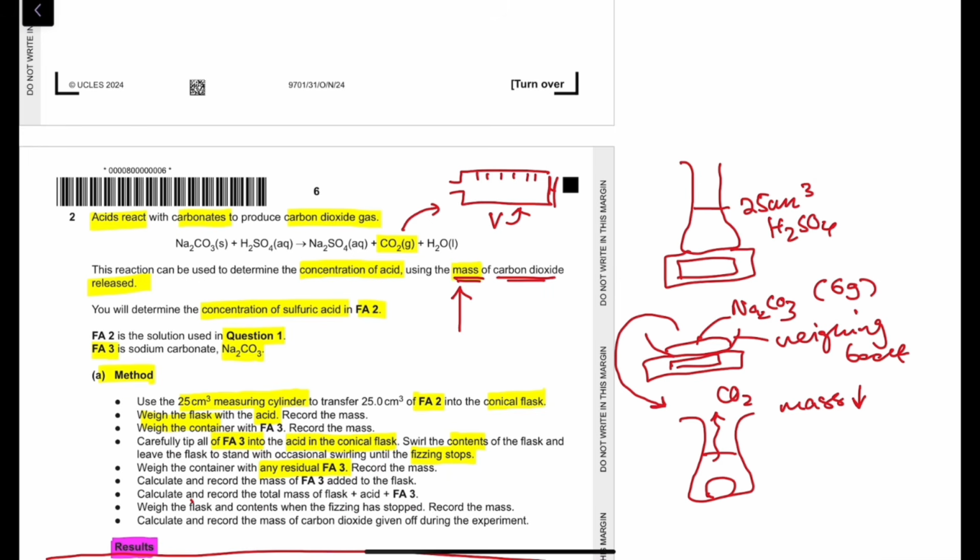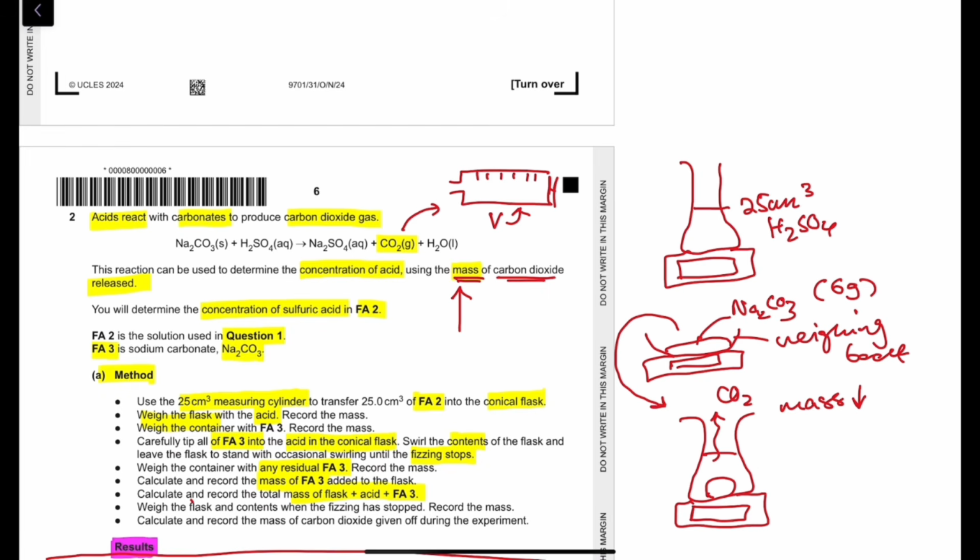Now, you may argue that you might want to add washings to our solution, but then we're actually going to be diluting the solution and we won't find the actual concentration, so we do not add washings to the flask. It then wants us to record the mass of Fa3 added, the mass of sodium carbonate added. So the mass of sodium carbonate added is the mass of sodium carbonate minus the mass of the residue left behind. Then it wants us to calculate and record the total mass of the flask, the acid, and the sodium carbonate. So the mass of this.